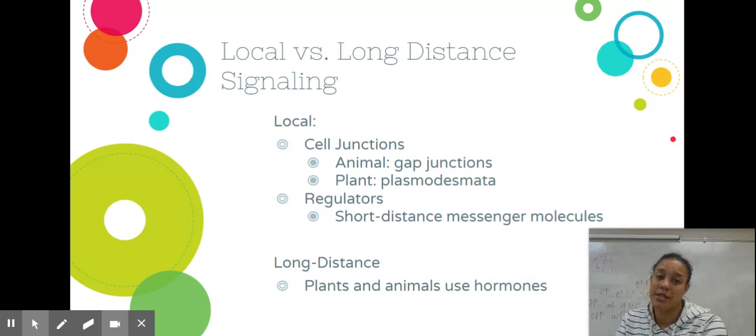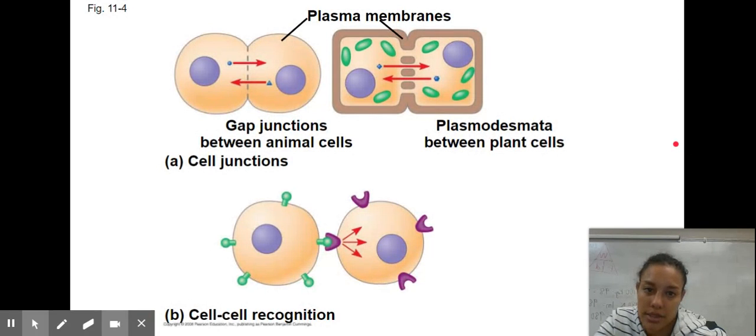And so there are short distance messenger molecules, and then there are also long distance molecules, which are most commonly associated with hormones, where it's going to go within an entire organism, but it might travel from one organ to the next organ system. It might go all the way throughout an entire organism. So there are local and long distance signaling.